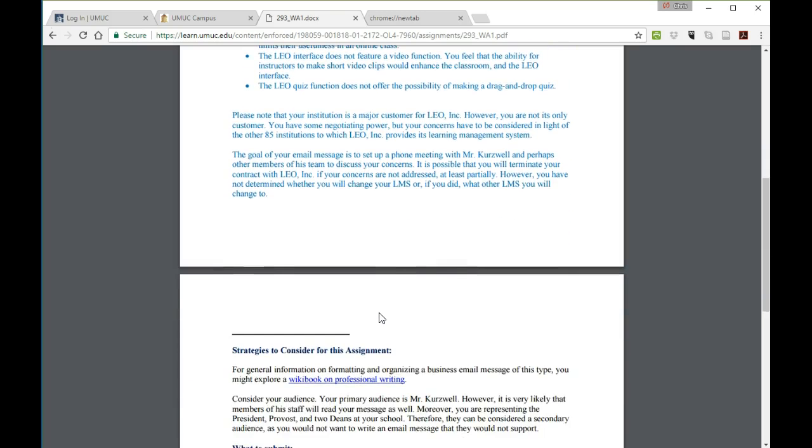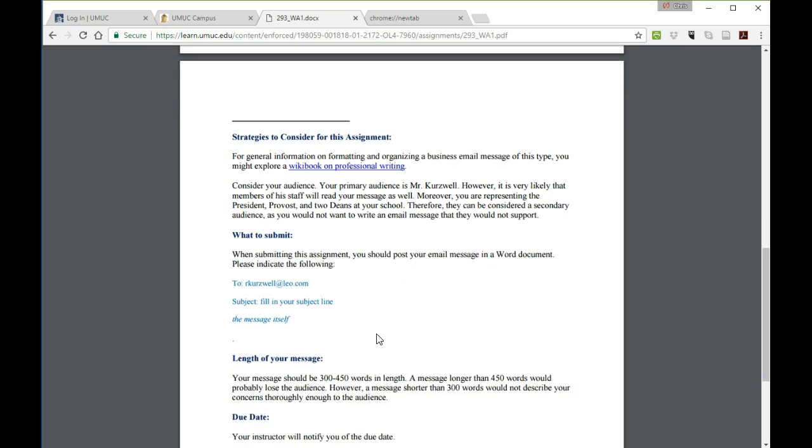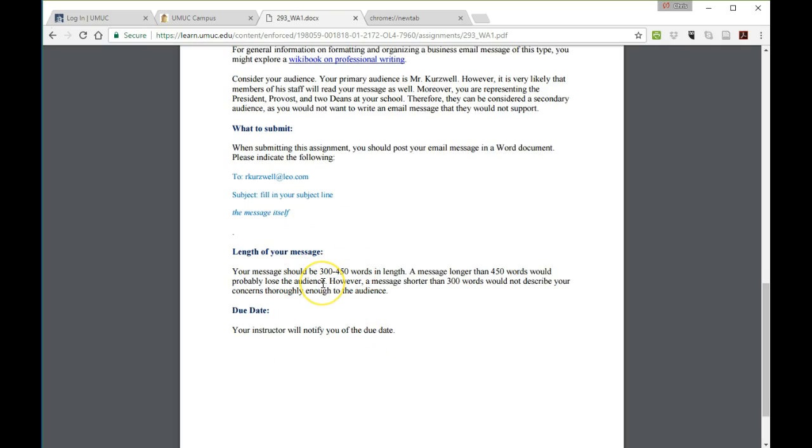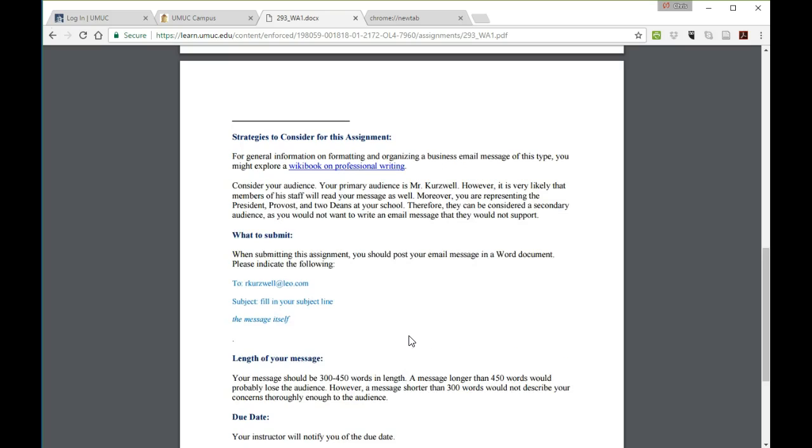This is a link to some tips on emails that's pretty good, and offers good ways to organize an email and some kind of checklist to make sure you're on point with everything. Here's the format you should follow, and the message length should be 300 to 450 words. If you're less than that, you might not describe really enough what the problem is, what your solutions are. And if it's too long, then a lot of times you'll have a tendency to lose your reader. So keeping it short and concise is a good way to write your business letters.